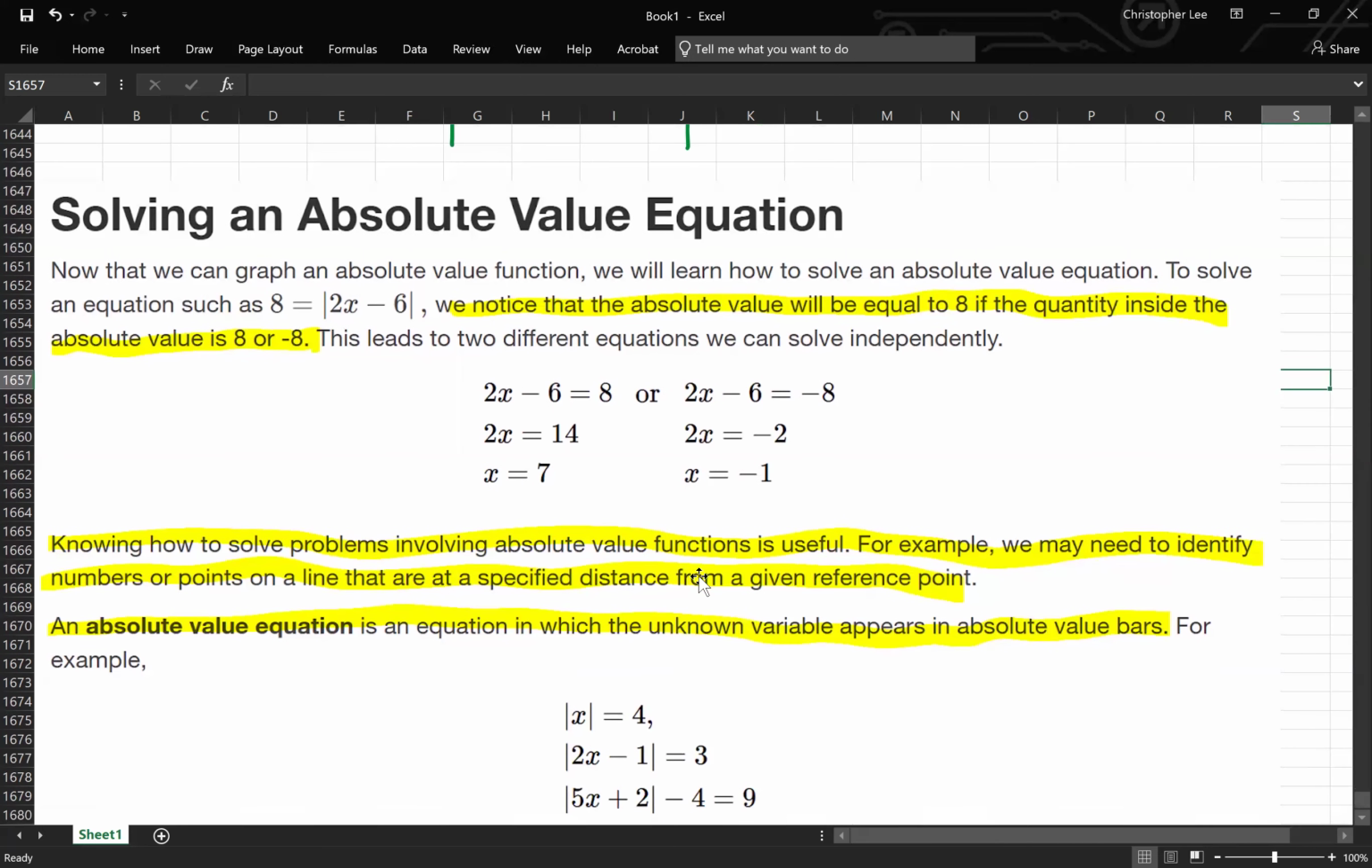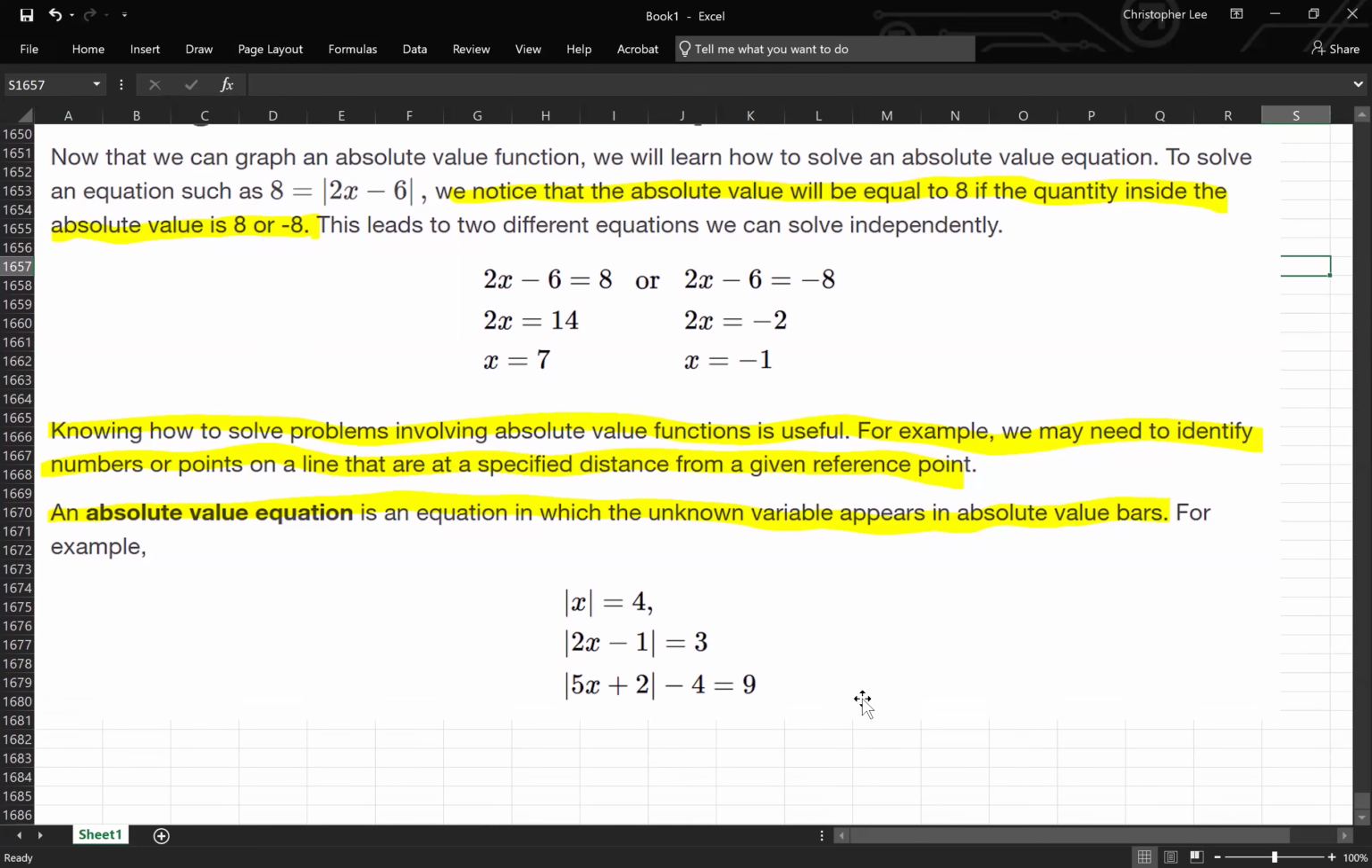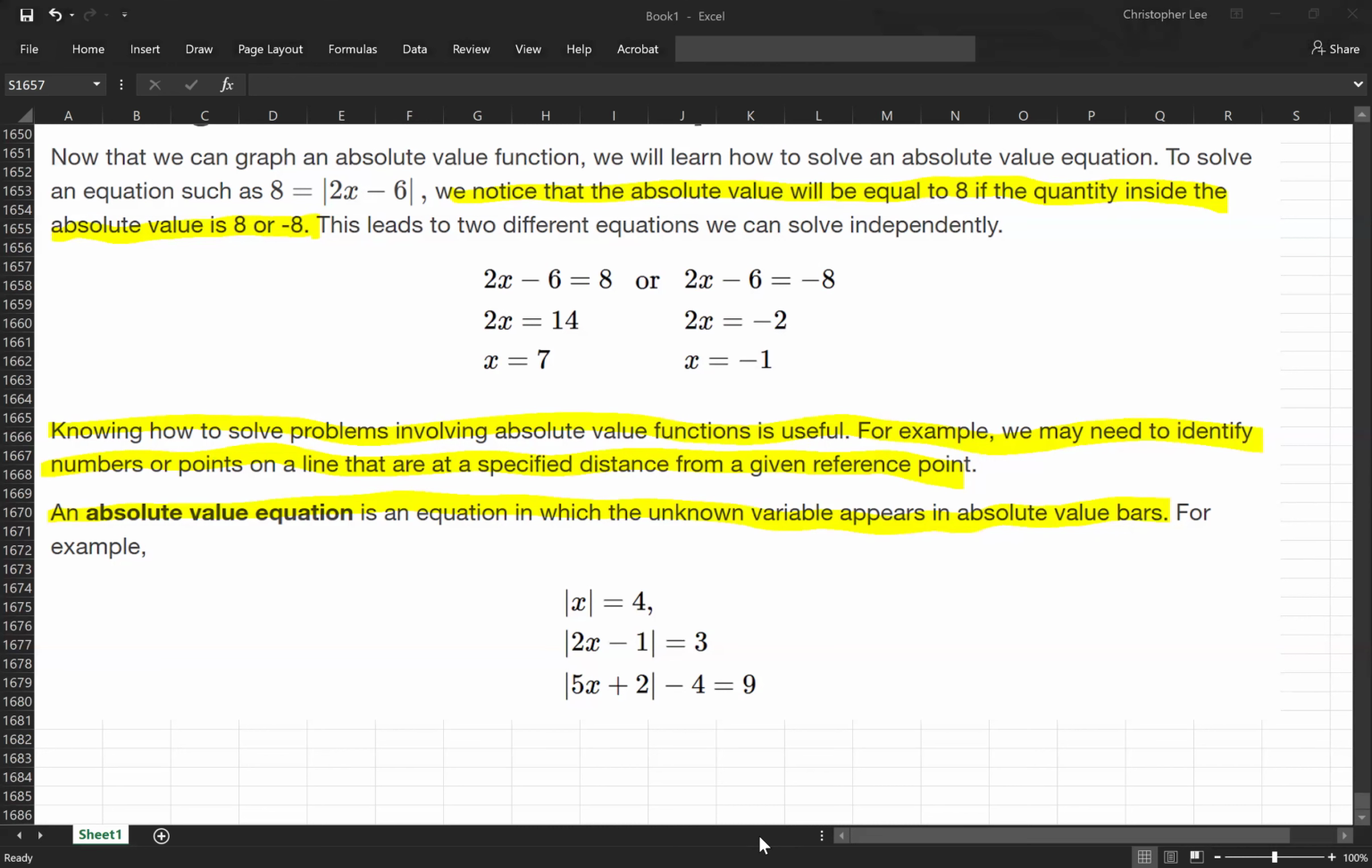Knowing how to solve problems involving absolute value functions is useful. For example, we may need to identify numbers or points on a line that are at a specified distance from a given reference point. An absolute value equation is an equation in which the unknown variable appears in absolute value bars. So, for example, the absolute value of x is equal to 4, or the absolute value of 2x minus 1 is equal to 3, or the absolute value of 5x plus 2, minus 4, is equal to 9. Okay? So now we want to talk about how to solve those.